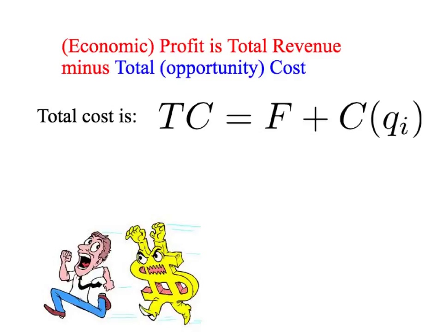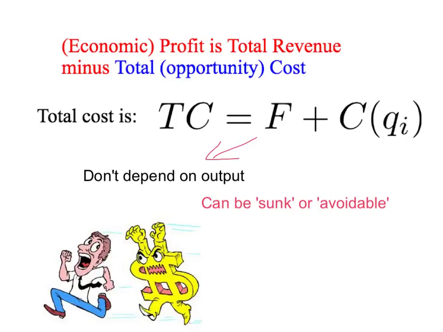What's the difference? Fixed costs are simply those costs that do not depend on output. For example, if you need to buy a piece of equipment that costs you $1 million before you can produce any output, then the cost of that equipment, the $1 million, is a fixed cost. Fixed costs can either be sunk or they can be avoidable. A sunk cost is one that can never be recovered. Even if you stop all production, you can't get that cost back. You can't avoid that cost. In contrast, an avoidable cost is one that you don't pay if you stop all production.